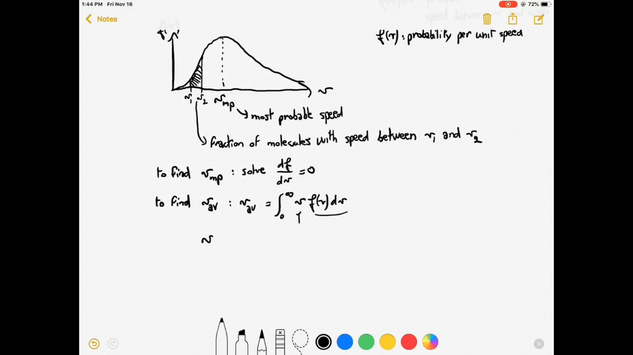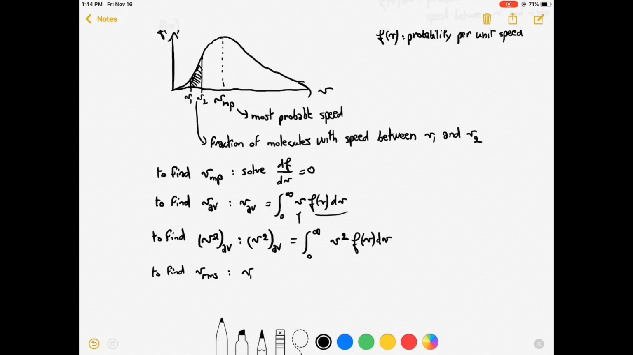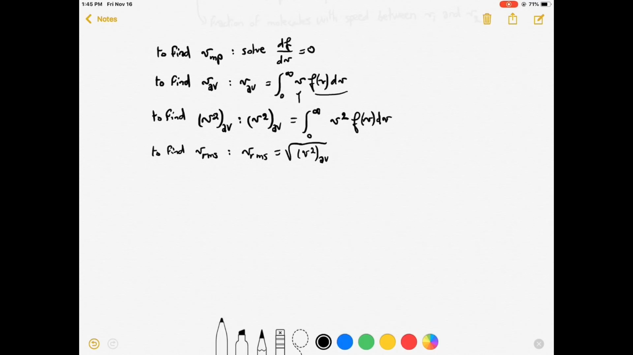If you need to calculate the average of the square of the velocities, then you can use the same technique, but in this case you're going to take the square of the velocity multiplied by the probability, v squared f(v) dv. And if you're able to calculate the average of the square, then you can calculate the RMS speed. That would be by taking the square root of the average of the squared velocities, right? And for the molecules in a gas, this function is called the Maxwell-Boltzmann distribution.